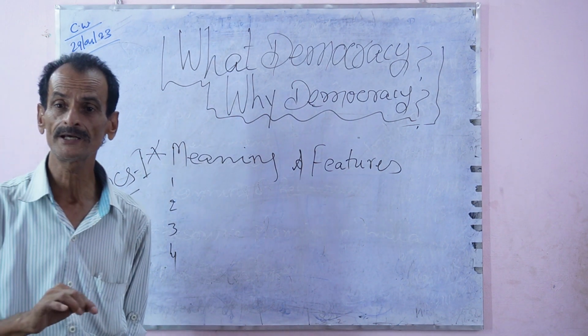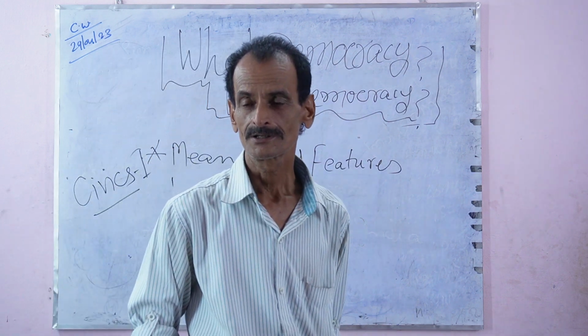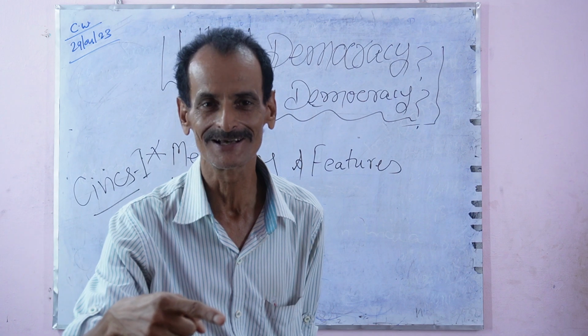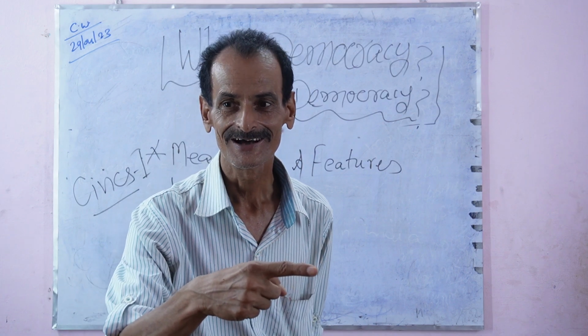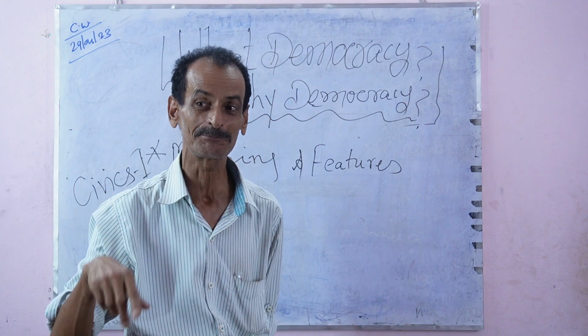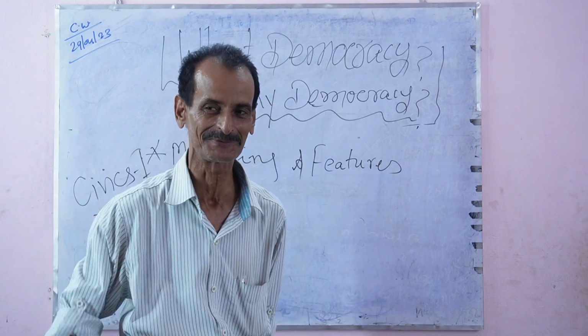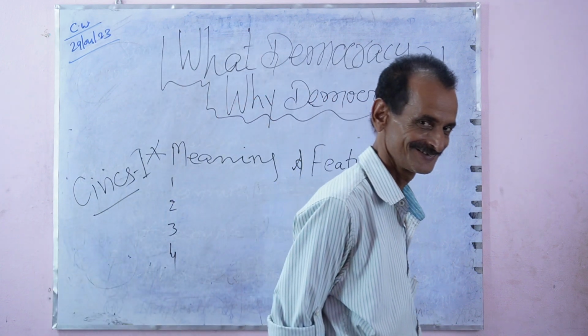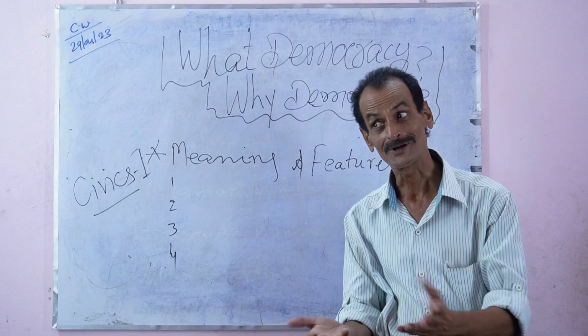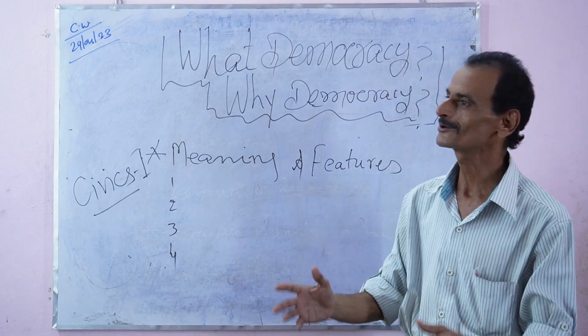A simple meaning based on the meaning given by the American president, ex-president, the late Abraham Lincoln. Democracy is the government of the people, for the people, by the people. That simple definition is based on the same. Okay? Simple definition of democracy.